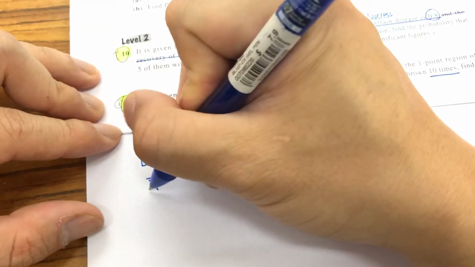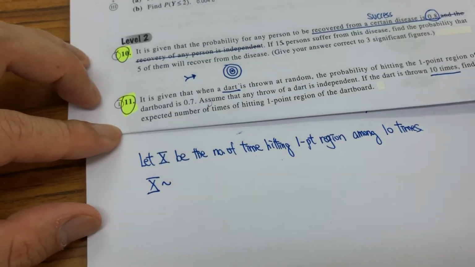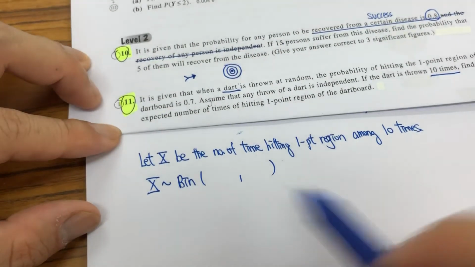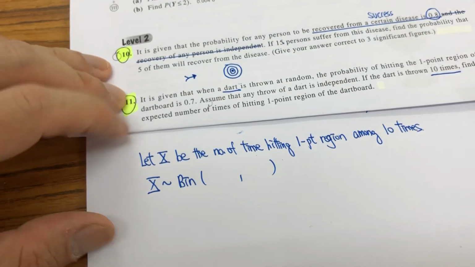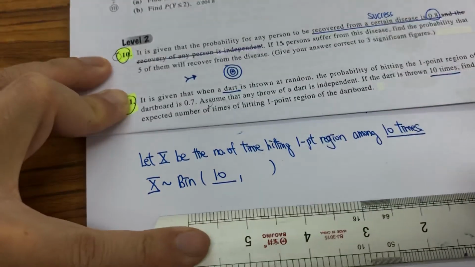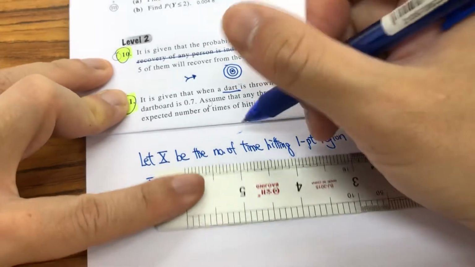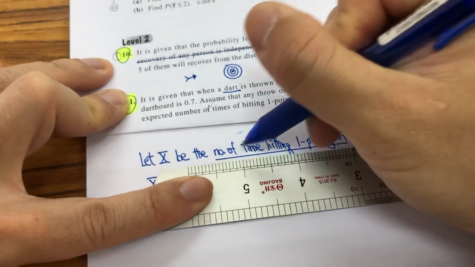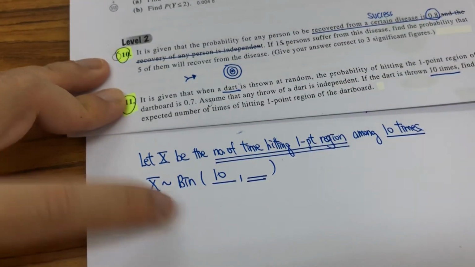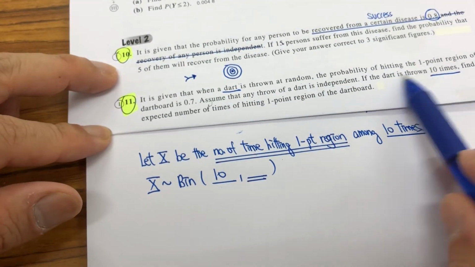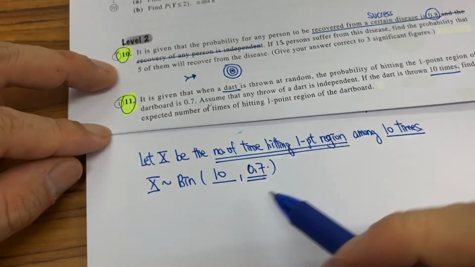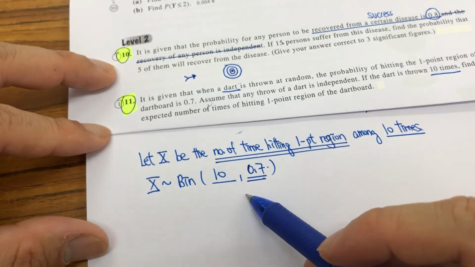Then X follows what kind of distribution? Of course, binomial. But can you tell what are the parameters? First of all, yes, we're going to do this silly thing 10 times. And for each time, success means hitting the 1 point region. Right? Do we know this probability of hitting the 1 point region? Oh, 0.7 given to us. Alright, so this is the probability distribution.